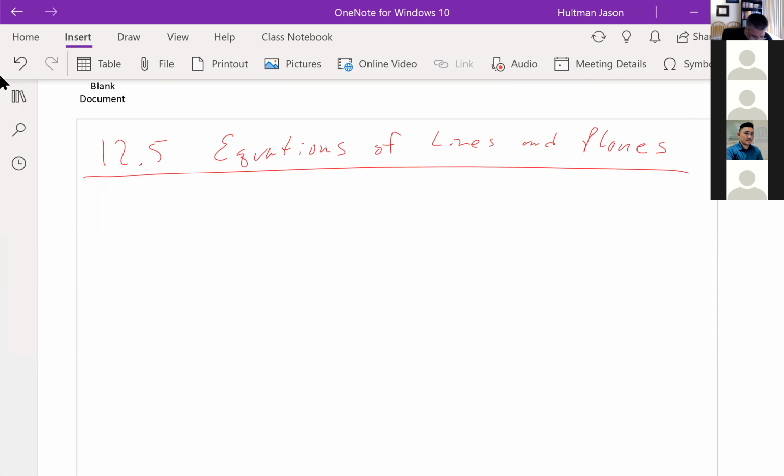Okay, the equation of a line in 3 dimensions is R equals R naught plus VT. Okay, where R naught is a vector and V is a vector, and T is a scalar.